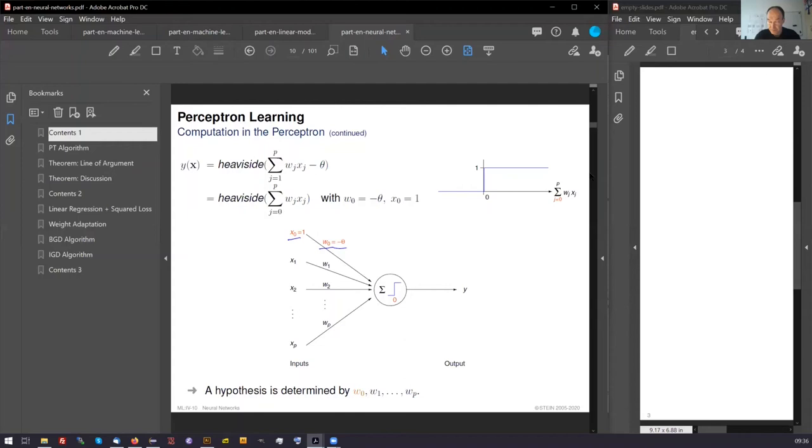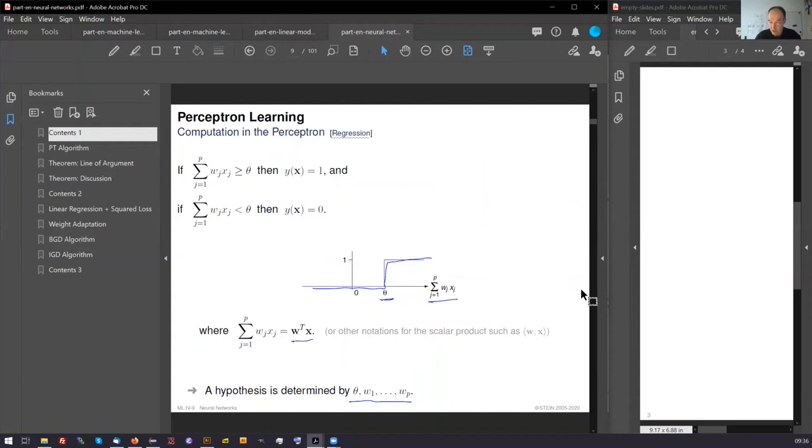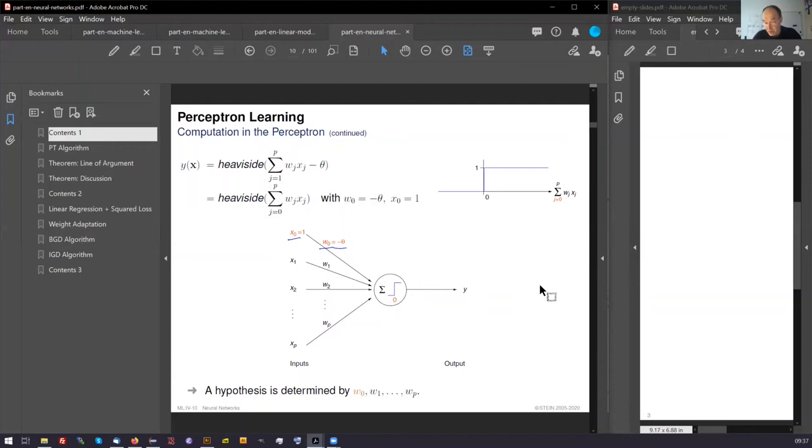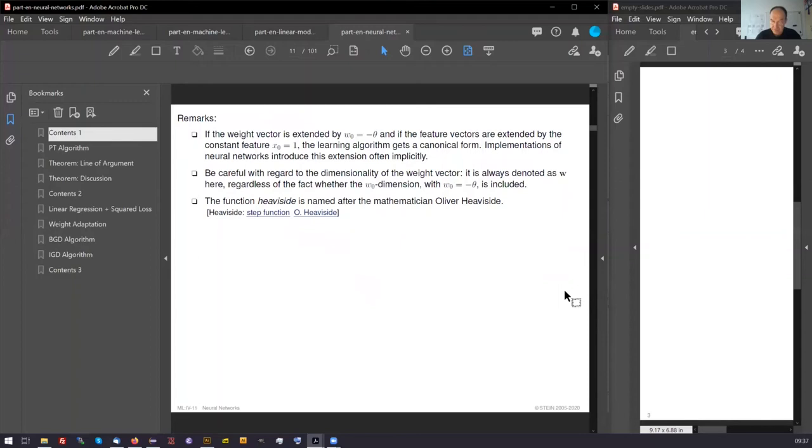And the decision rule, which looked before this way, did not change a lot. It is only moved onto the ordinate axis here. And now we have exactly the form which we had before in linear regression. By the way, the function Heaviside, don't write it with a Y. It's not heavy. It is from a quite famous mathematician about 100 years before our time, Oliver Heaviside. Also be careful with the dimensionality of the weight vector. If we use it as a directional vector, we do not consider the zero component.